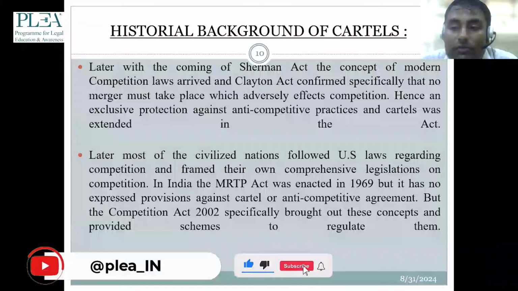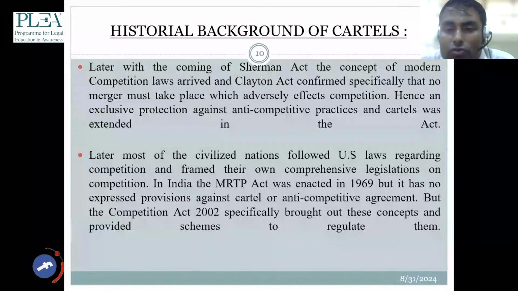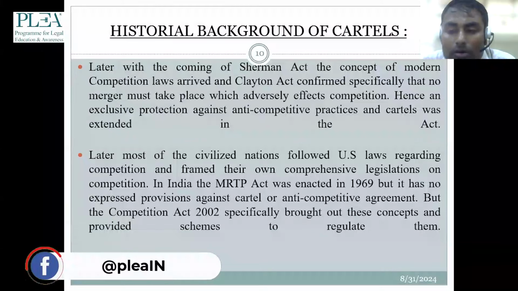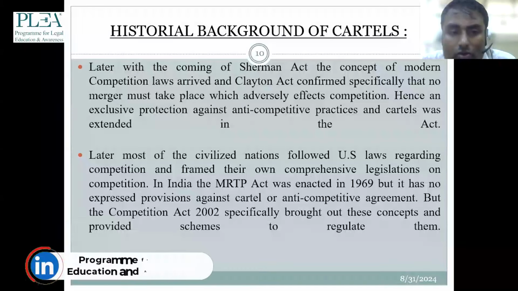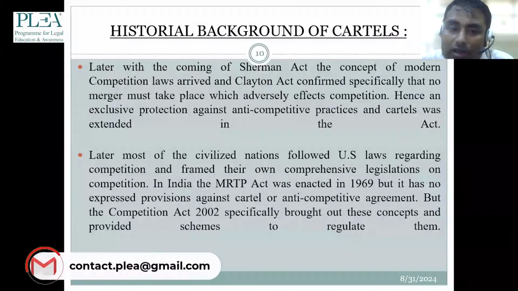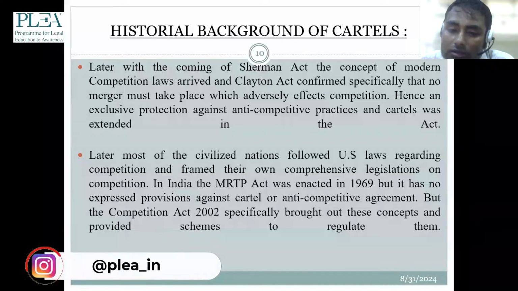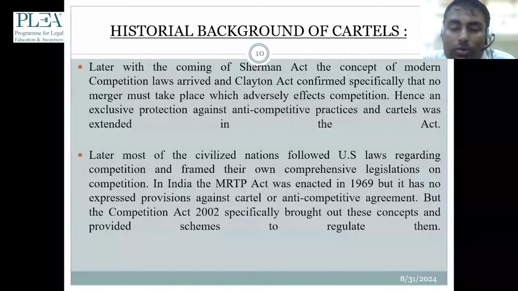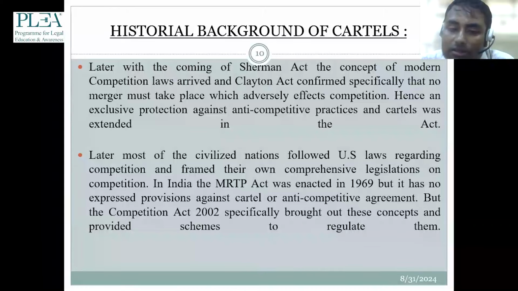If two companies want to come together in a particular mode, we have to remember that they should not leave their main aspect of business, and their fundamental rights should be maintained. So no merger must take place which adversely affects competition. Hence, exclusive protection against anti-competitive practices and cartels was extended in the Act. That dealt more strictly with this term cartel; it is not going to be given any scope. Later, most civilized nations followed US laws regarding competition and framed their own comprehensive legislation on competition.